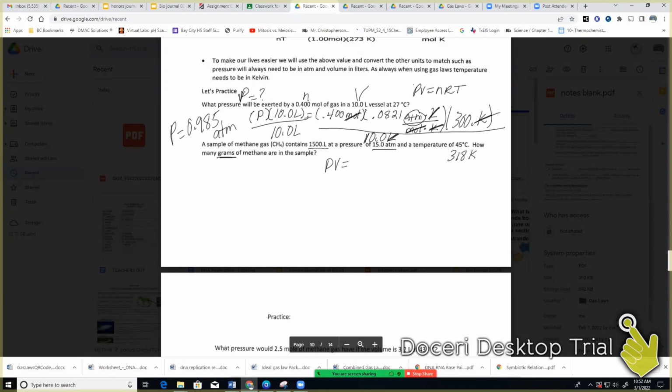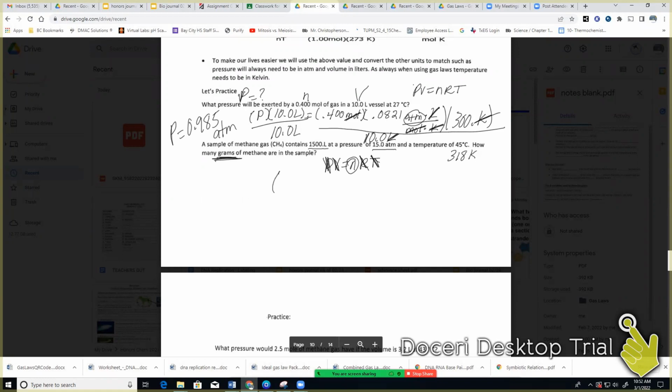So if I think of my ideal gas law, let's see what we have at this point. I have pressure, that's my atmosphere measurement. I have volume, that's my liter measurement. I can always have R because that's just a constant, and I have T. So the only thing I don't have is moles. So I can solve for moles. Once I know my moles of methane gas, can I get to my grams of methane gas? Right, just by using the molar mass. So we have to solve for our moles, and then we'll use our molar mass to get to grams.